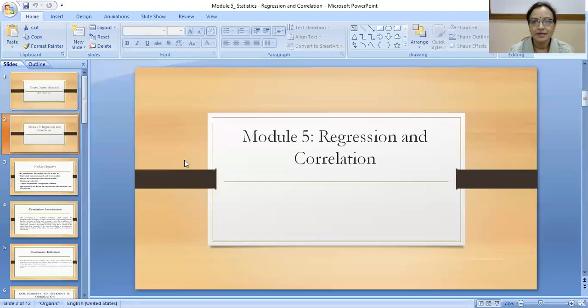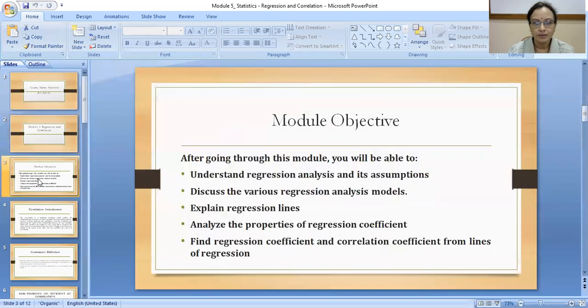Hello friends. Now we will start with the fifth module, regression and correlation. The objectives of this module are, after going through this module, you will be able to understand regression analysis and its assumptions, discuss the various regression analysis models, explain regression lines, analyze the properties of regression coefficient, find regression coefficient and correlation coefficient from lines of regression.